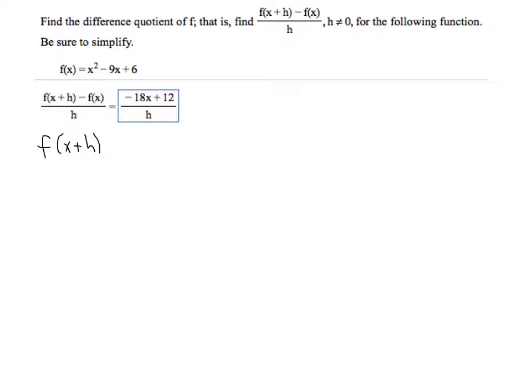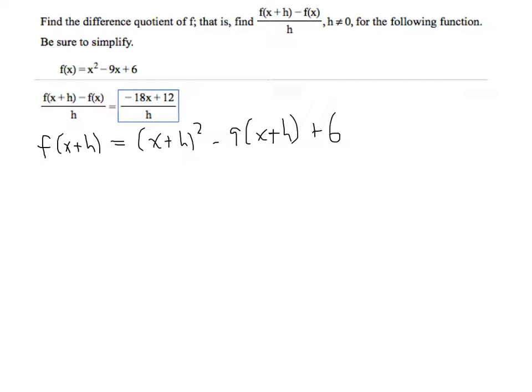So f of x plus h means that in the expression for f of x, I should replace all the x's with x plus h. So let's look at that to make sure we did it right. Here's f of x. So you see I have an x and an x and an x, and so each of those x's got replaced with x plus h.